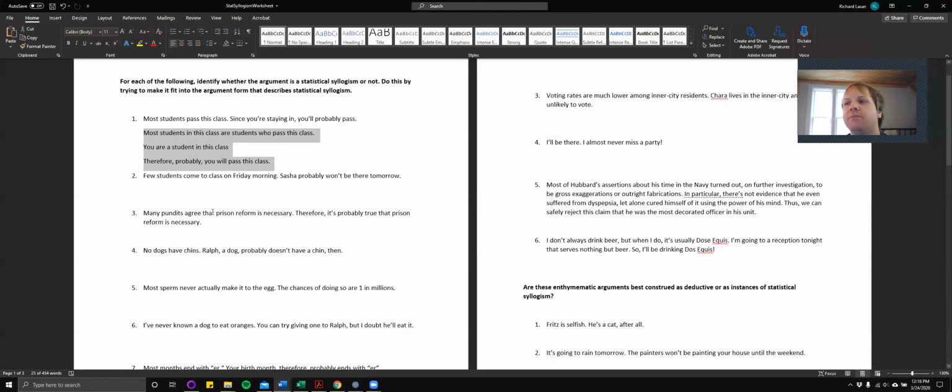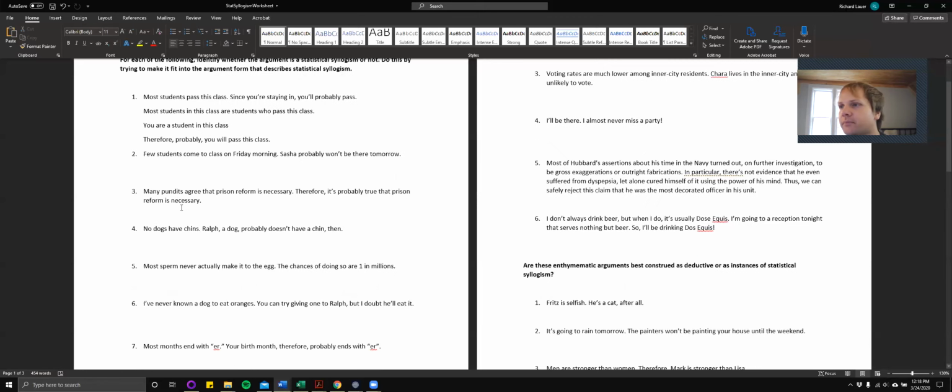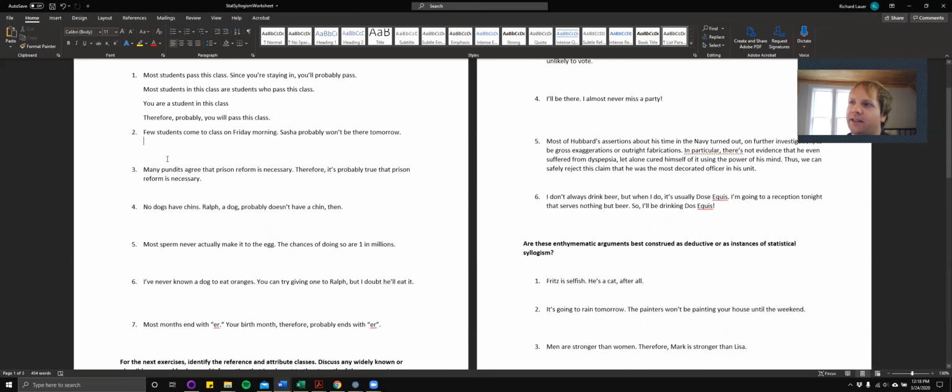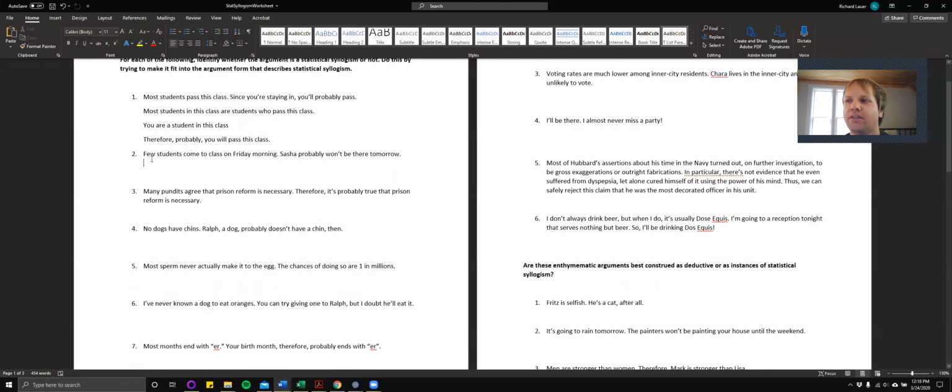This number 2, for example, is a little less straightforward. Few students come to class on Friday morning. Sasha probably won't be there. So in this case, the most is gone, but there are other cues to look out for. We have few students, right? And we have probably, and this seems to be leading into a conclusion. That suggests that possibly what we're dealing with here is a statistical syllogism. The question is, are all of the other elements there?